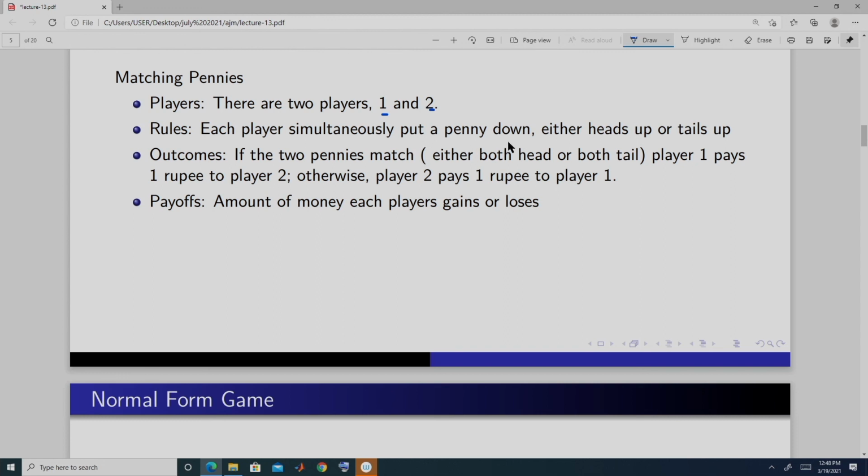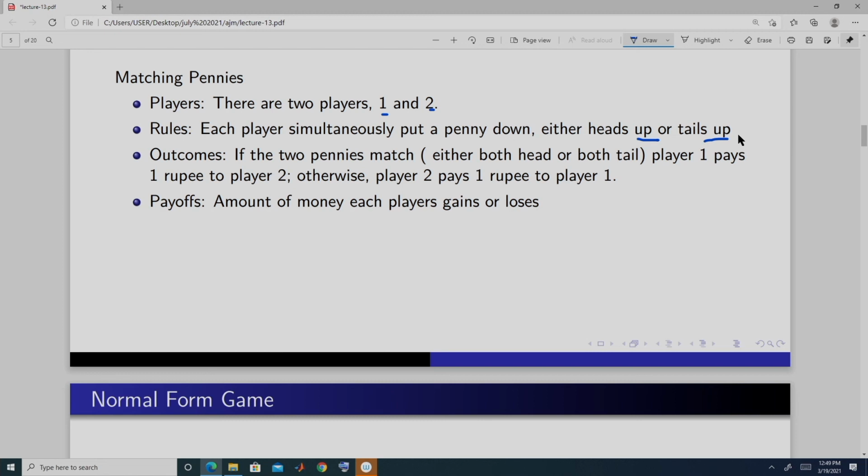Okay, they will put a penny down. So, what happens if both of them do that? Either they will both have head or they will both have tail. Okay. So, what will happen?